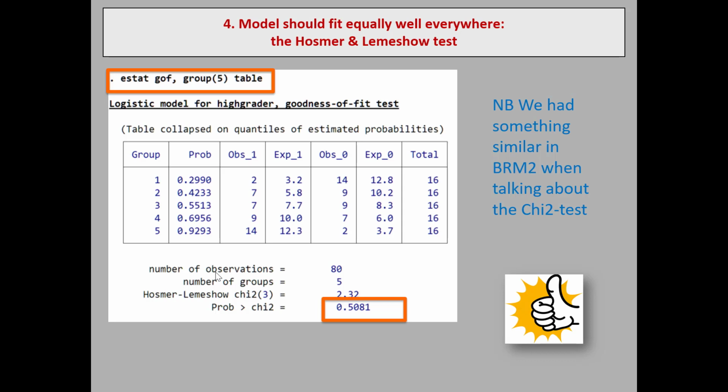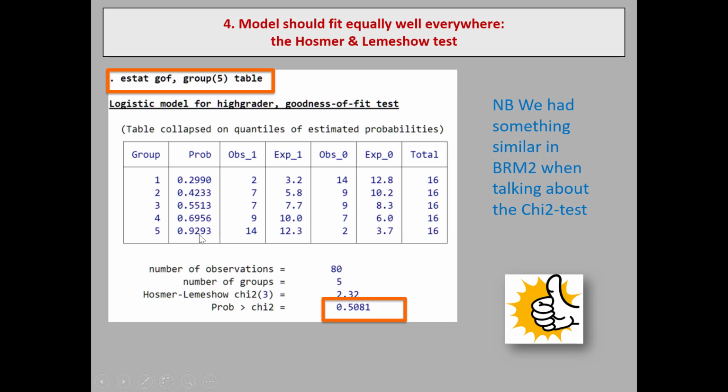GOF stands for goodness of fit. In this case, I specifically asked for 5, and I wanted a table to show you in some more detail what exactly is going on here. So in this case, I divide my data in 5 different groups, from the lowest ones, the least number of ones, to the highest number of ones. And now I see that if I look at my predicted probabilities, the average predicted probability for this first group is 0.3. The average predicted probability for the second group is 0.4, and so on, all the way up to group number 5.